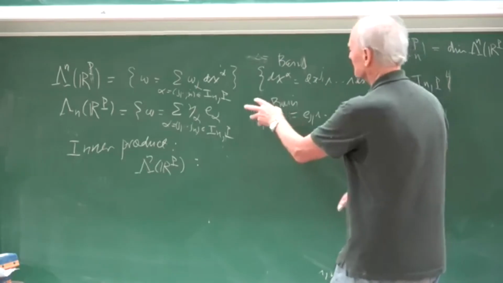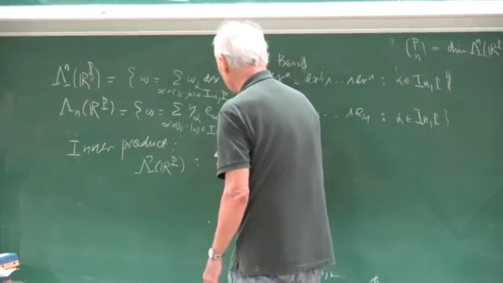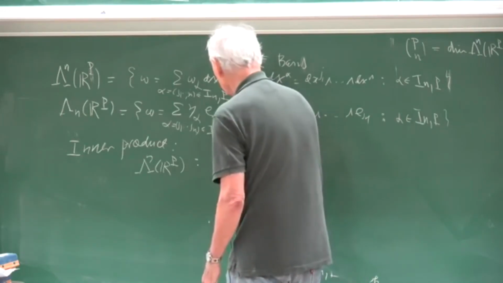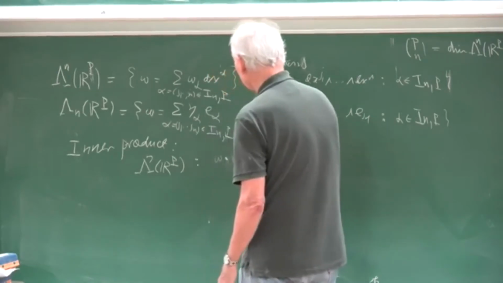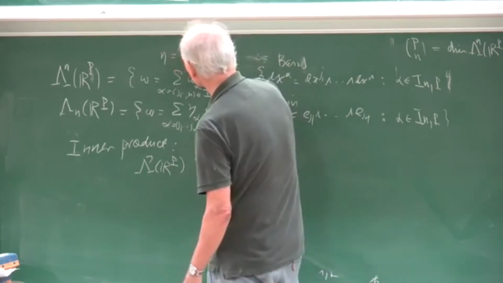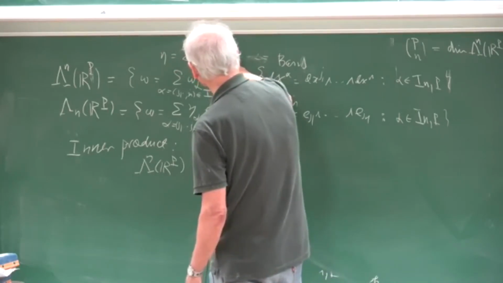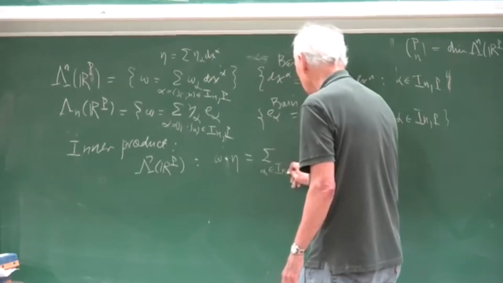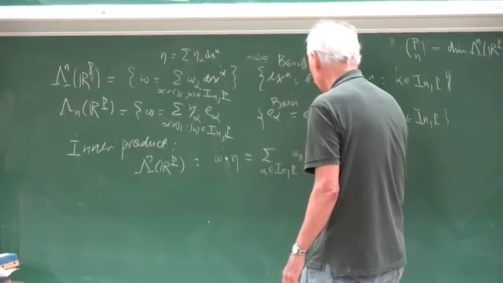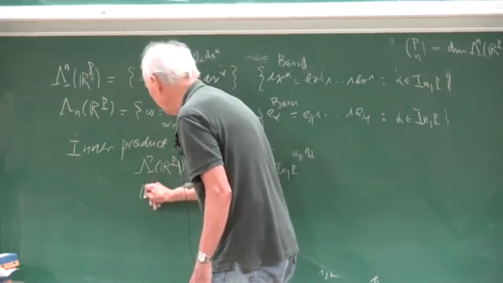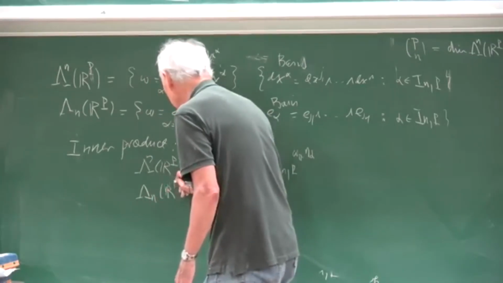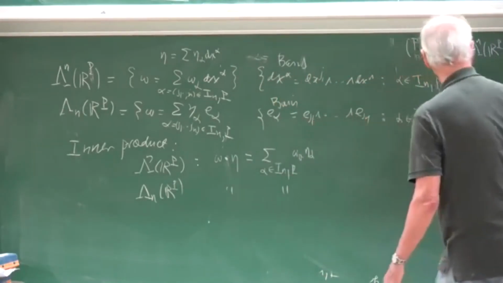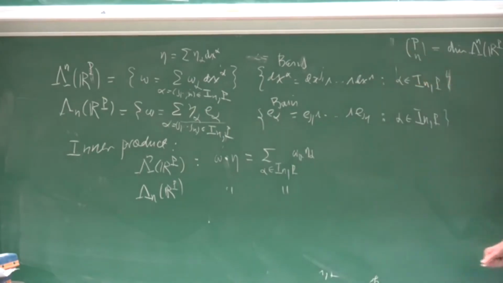You take omega wedge eta, let's call it dot. Omega dot eta is just, if eta is equal to sum eta alpha dx alpha, then you simply take the sum over alpha in INP of omega alpha eta alpha. And likewise in lambda subscript n of Rp. Same thing, except that we're working with these. But the definition of the inner product is the same.